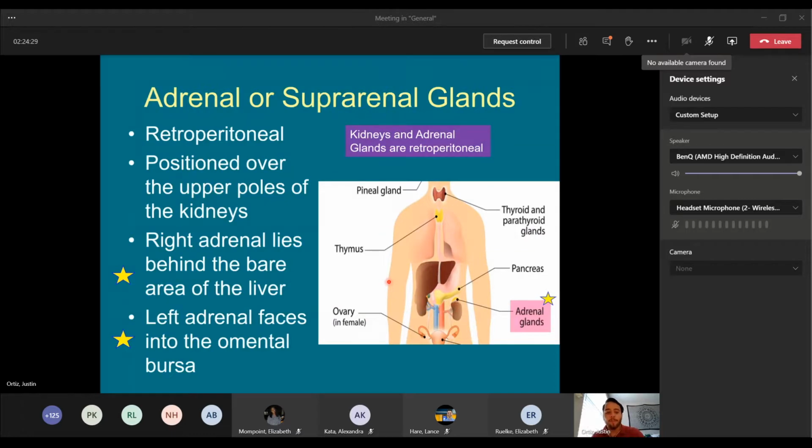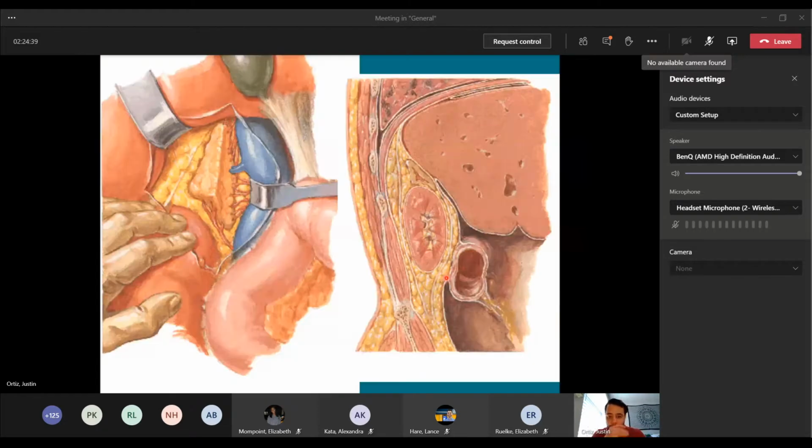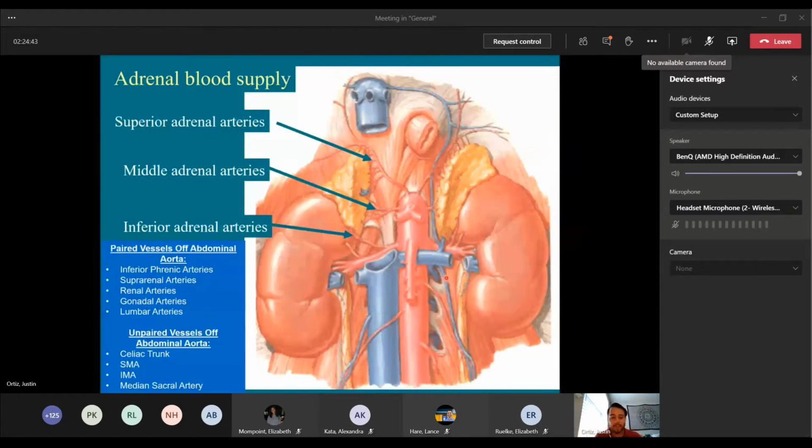And then we also have the left adrenal, which faces into the omental bursa, which we'll also talk about later on. But that's just going to be a bursa that's going to be surrounding the abdominal cavity. Okay, so I would note that here. Nothing to talk about here. Again, this is for your studies, but these are going to be your paired vessels off the abdominal aorta, which I listed right here. And these are going to be your unpaired vessels, which I put right there. Remember, they're going from superior to inferior, so I listed them in that order.